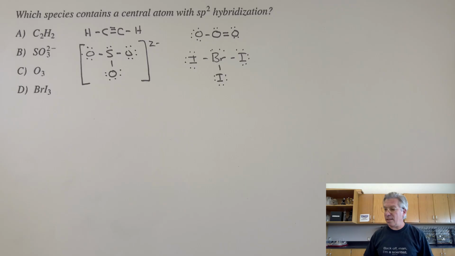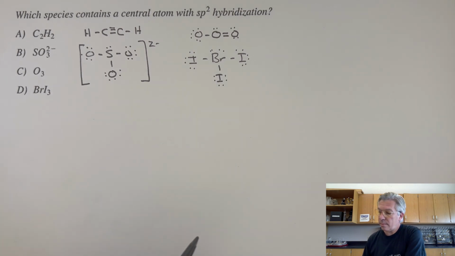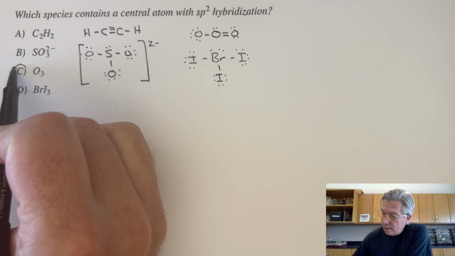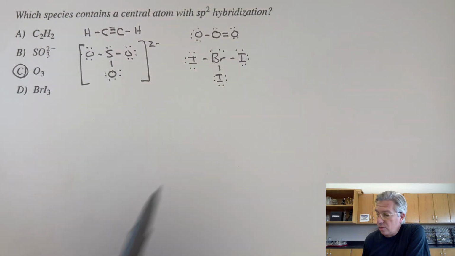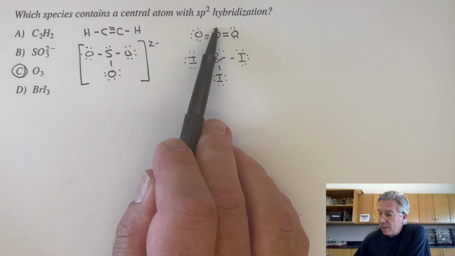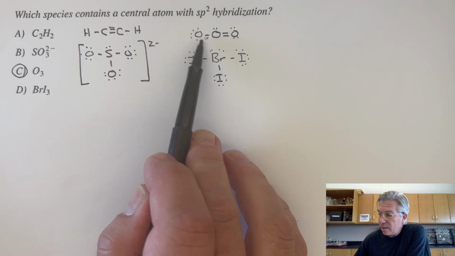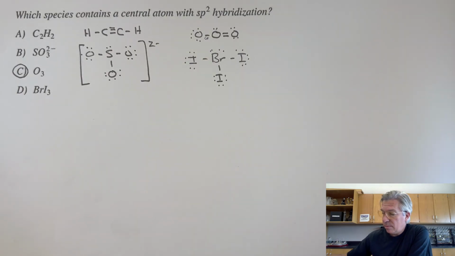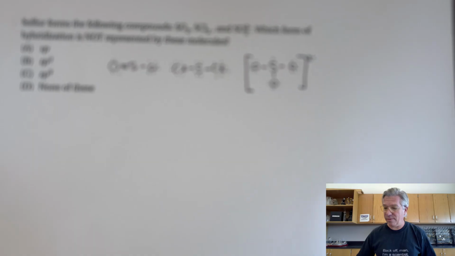Which species contain the central atom with sp2 hybridization? Take a moment, pause the video, and see if you can guess this one. All right, and if you guessed C, that is correct. We have an effective pair here, an effective pair there, and 1 effective pair there. That's 3 effective pairs for sp2 hybridization. Just for fun, let's do another pause the video.